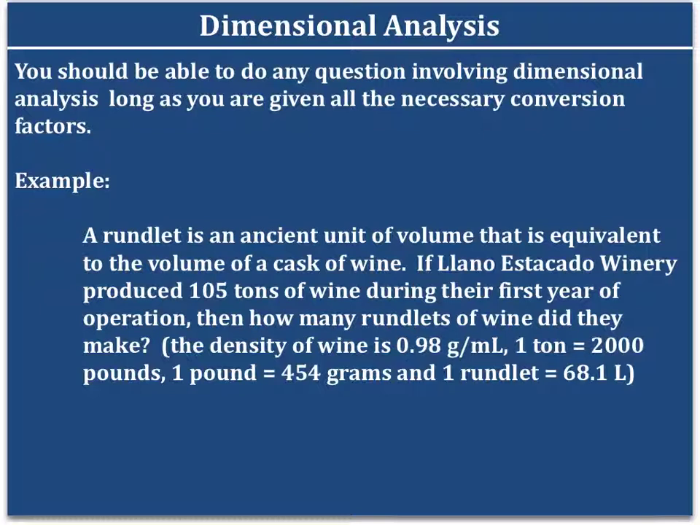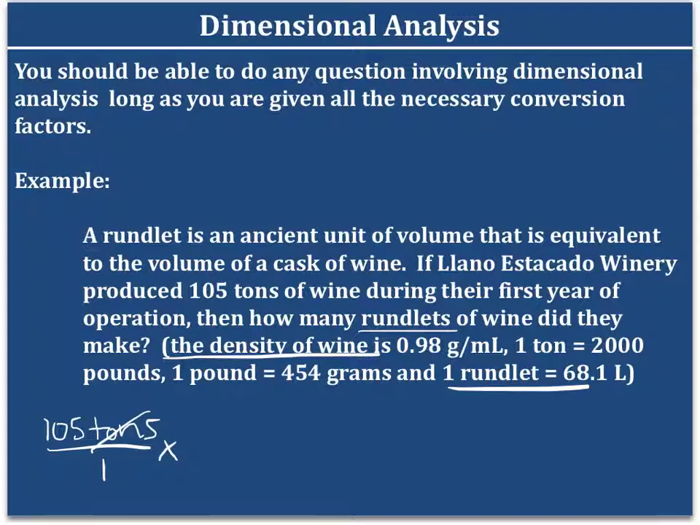The Llano Estacado Winery produced 105 tons of wine. So let's just write that down because we know that's what we're starting with, 105 tons. During their first year, how many rundlets of wine did they make? So that's what we want to get into. All right, so we don't see in all of these different conversion factors down here something that relates tons to rundlets. But what we do want to do is say, all right, I know I want to get out of tons, so is there a conversion factor that deals with tons?